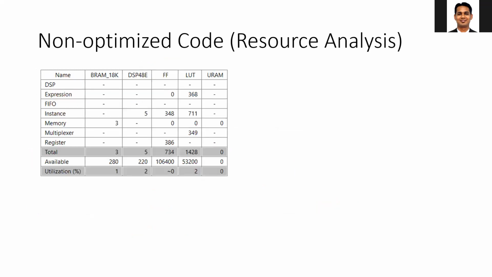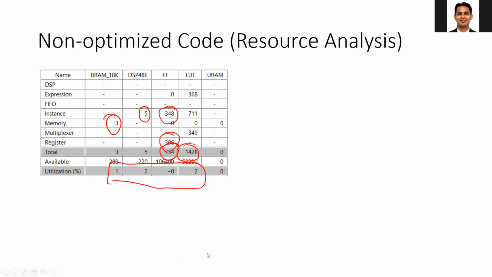And this is the resource utilization, which indicates that we are using 3 block RAMs, maybe 1 each for A, B, and C, 5 DSP units, I think 3 for the adder and 2 for the multiplier, or 3 for the multiplier and 2 for the adder. Then 348 plus 386 flip-flops, the total 734 flip-flops, 1428 lookup tables. So overall utilization is not that much, but we should be able to increase it to reduce your latency. So that is always a trade-off between the execution time and the resource utilization.